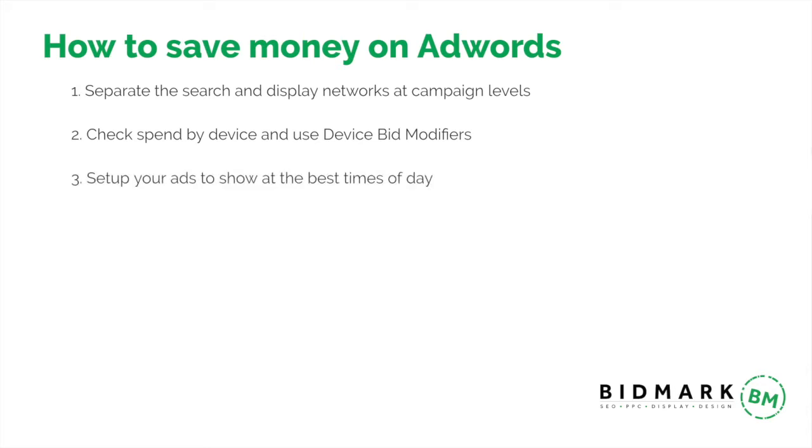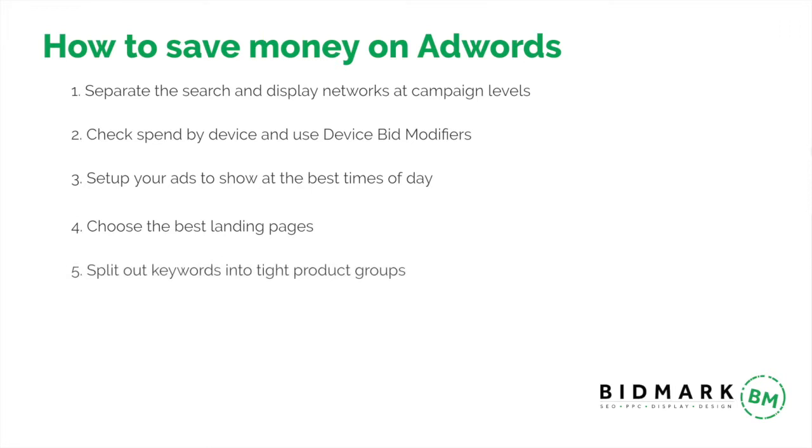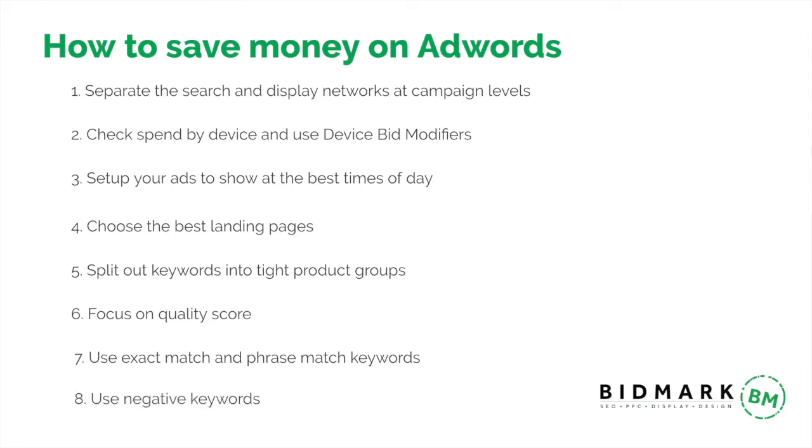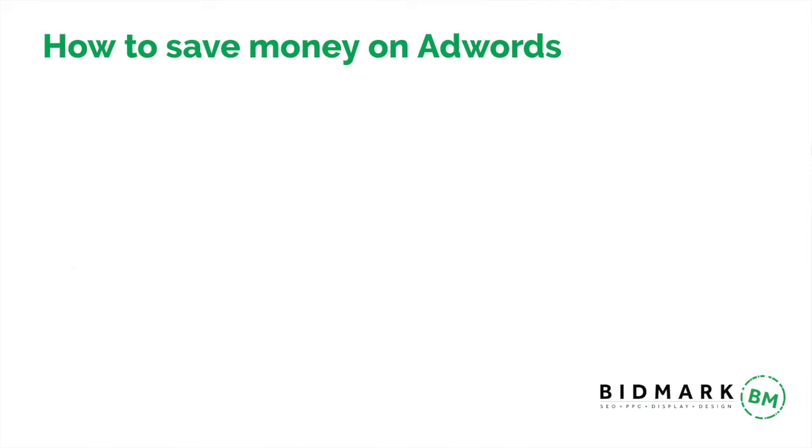Step 3, set up your ads to show at the best times of day. Number 4, choose the best landing pages. Number 5, split out keywords into type product groups. Number 6, focus on quality score. Number 7, use exact match and phrase match keywords. Number 8, use negative keywords. Number 9, set up remarketing campaigns. And number 10, perhaps the most important one of them all, is to set up conversion tracking.